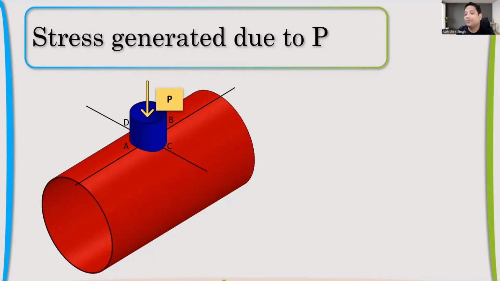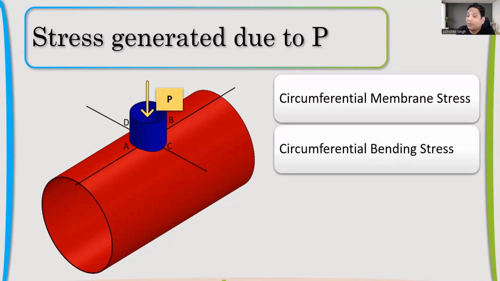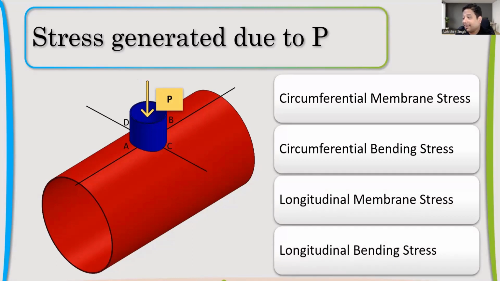Now let us talk about how we calculate that stress. We saw the general formula also. Now let us come back to that. So we are taking the radial or axial load, P. We know that it will create circumferential membrane stress, and also circumferential bending stress. It will also create longitudinal membrane and longitudinal bending stress. So 4 types of stresses it will create.